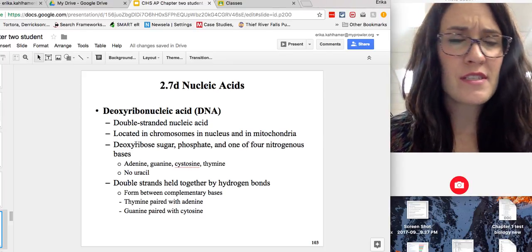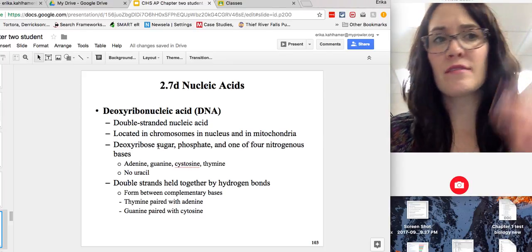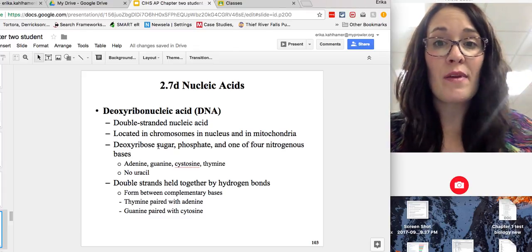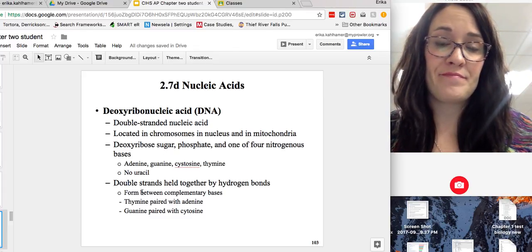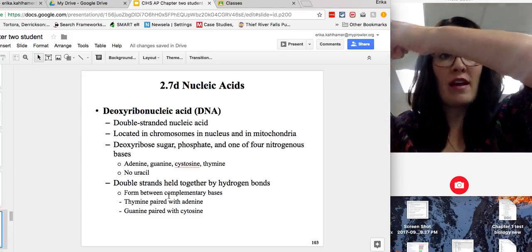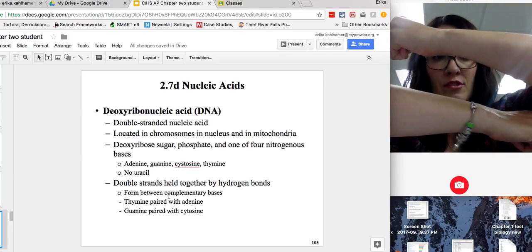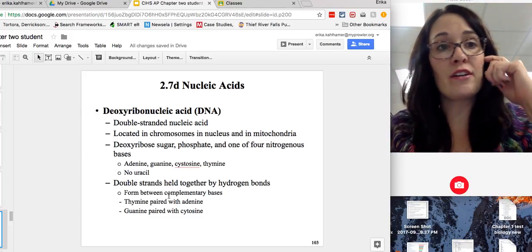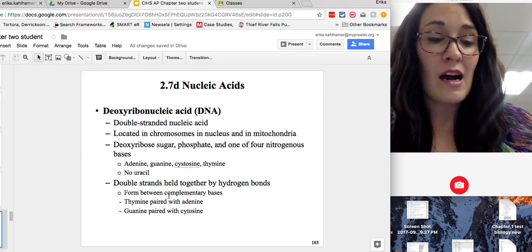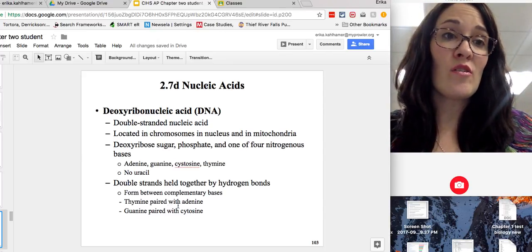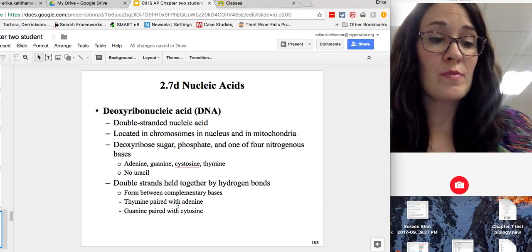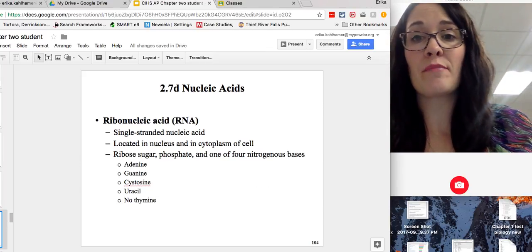The sugar is deoxyribose sugar in the nucleotide, and the bases are A, T, C, and G. Those strands are held together in the middle by a ladder of hydrogen bonds. That's complementary, meaning adenine always pairs with thymine, and cytosine always pairs with guanine.